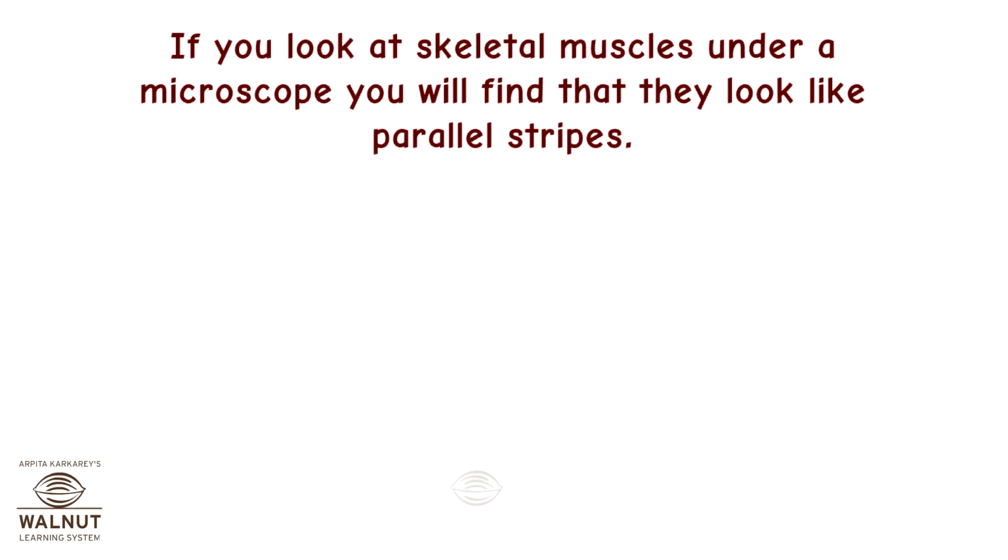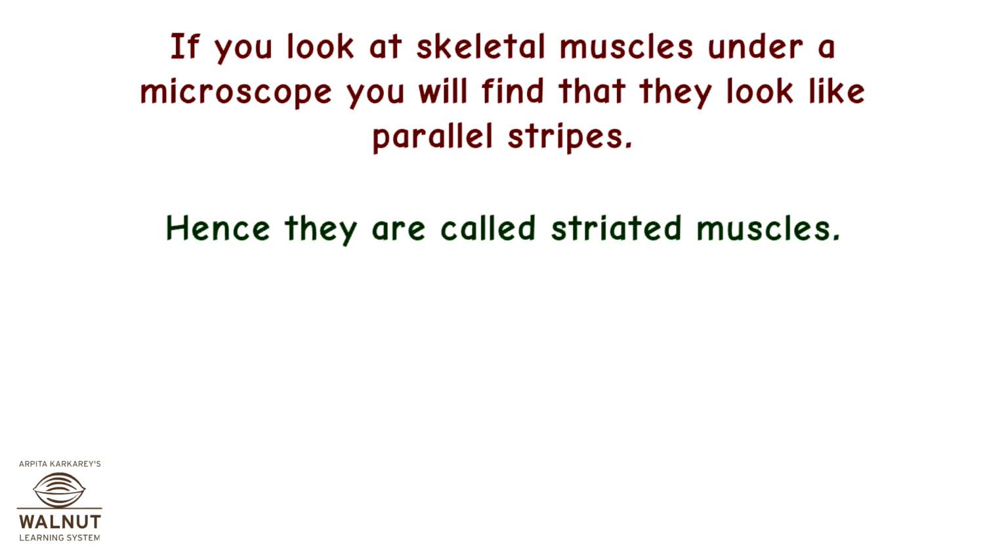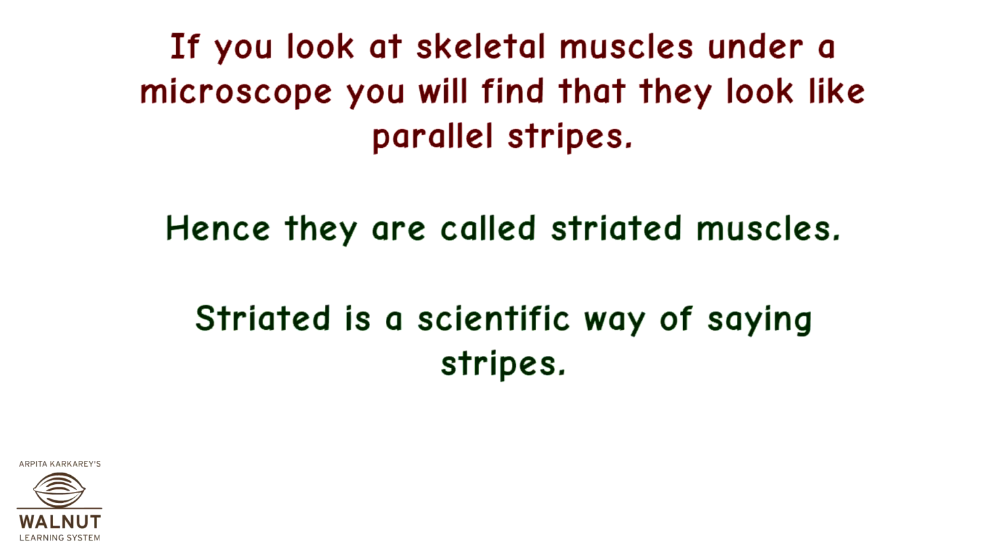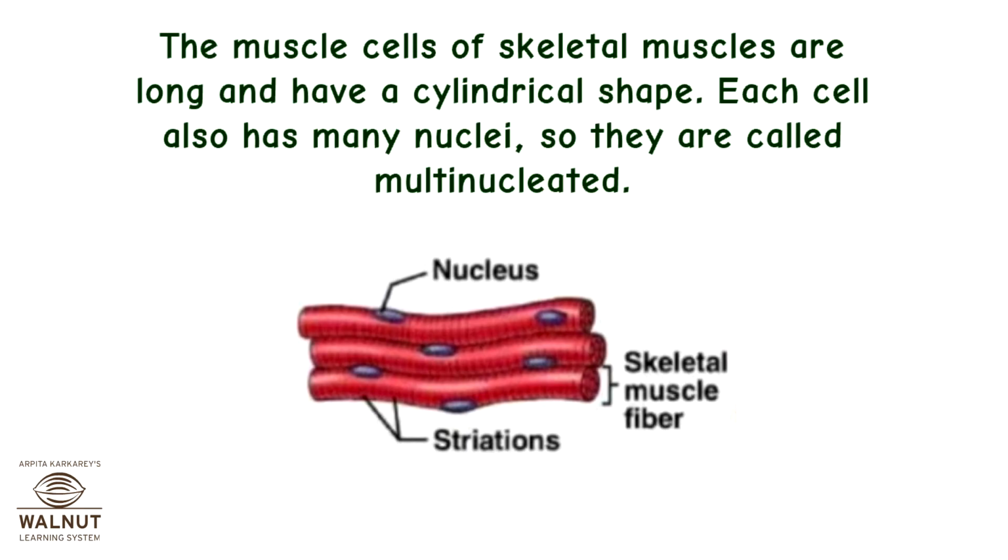If you look at skeletal muscles under a microscope, you will find that they look like parallel stripes. Hence, they are called striated muscles. Striated is a scientific way of saying stripes. The muscle cells of skeletal muscles are long and have a cylindrical shape. Each cell also has many nuclei, so they are called multinucleated.